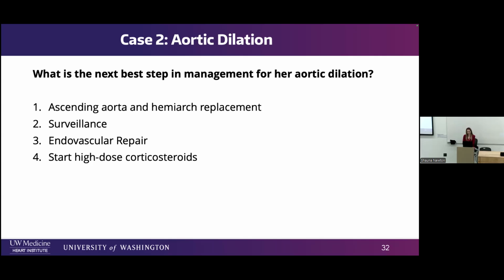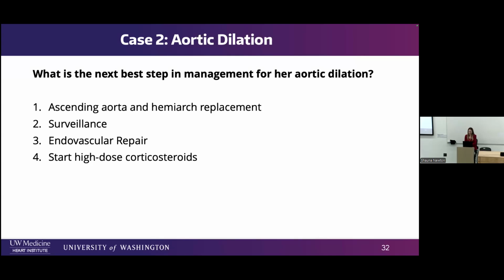Numero uno. Super excited about that. They won't be excited about it, but you know. Yeah, so the concern is that she has aortitis. All right, well, we'll get to hear what the cause is.